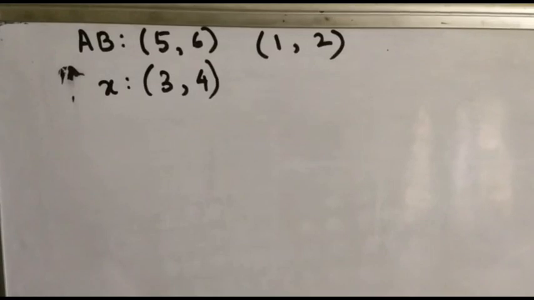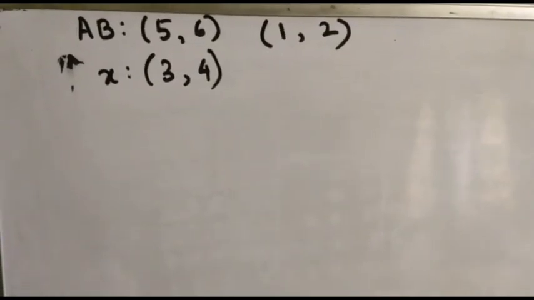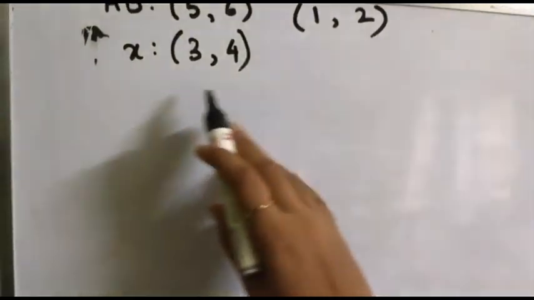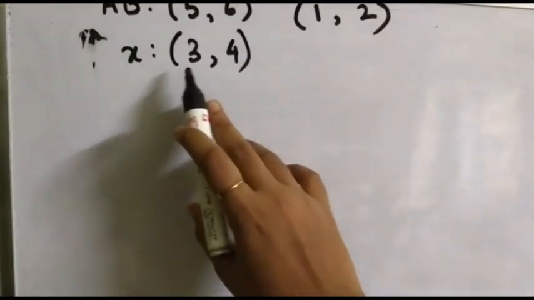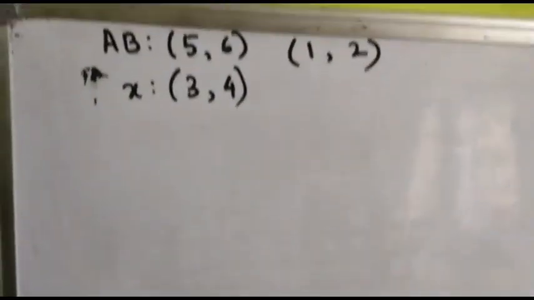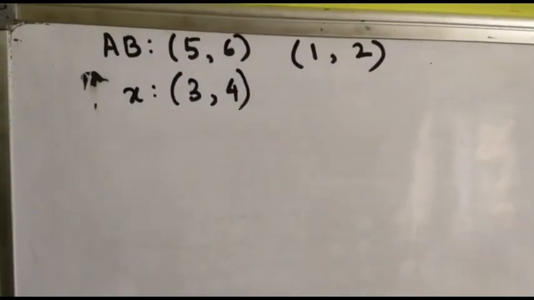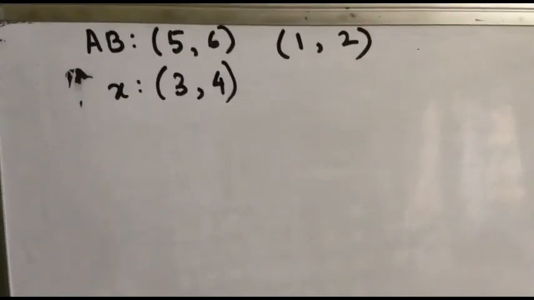In this program we have been given a line AB which has these 2 points (5, 6) and (1, 2), and there is another point X which has coordinates (3, 4). Now we have been given the task to find out whether X lies on AB or not.